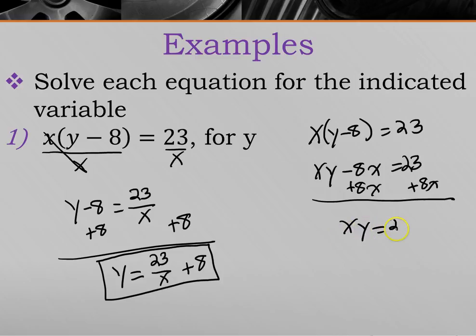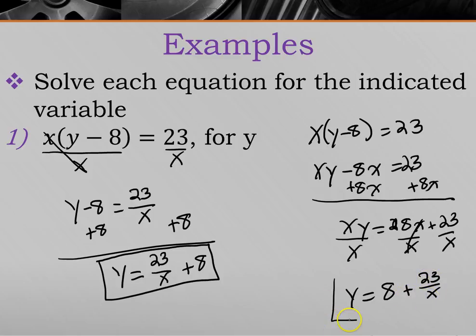xy equals 8x plus 23. And then divide each piece by that x. So y would equal, x's cancel, 8 plus 23 over x. As you can see, it's the exact same answer, so it doesn't matter which way you solved it, you'll get the same exact answer.